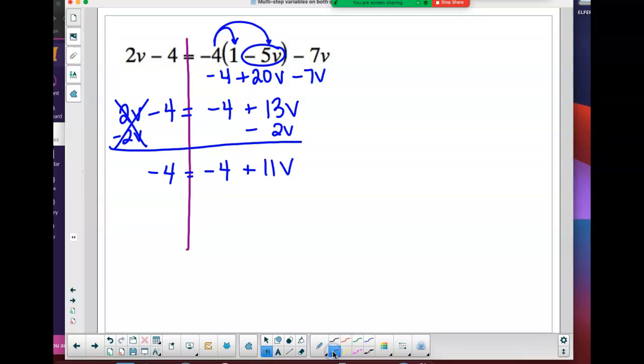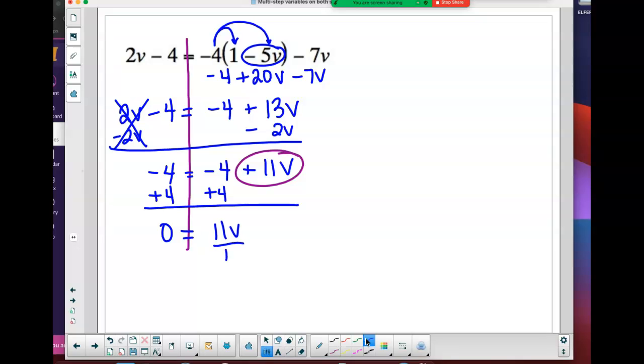Circle the variable and its best friend. We have to get rid of the negative 4, so plus 4 to each side. Negative 4 plus 4 is 0. Equals 11v. Last step, divide by 11. V equals 0. Done.